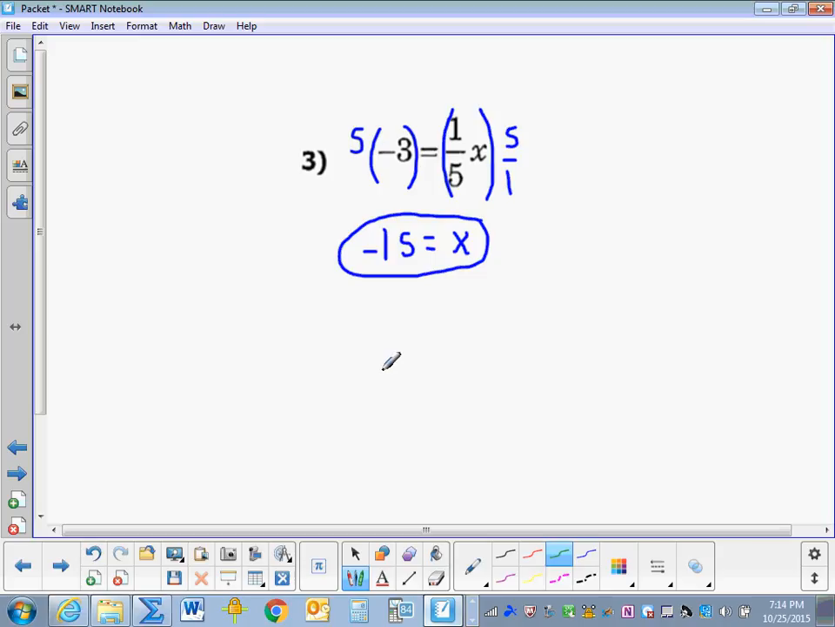Let's check this in our original equation. Negative 3 is equal to 1/5 times negative 15. Negative 3 equals negative 15 divided by 5, which is negative 3. So that one checks.